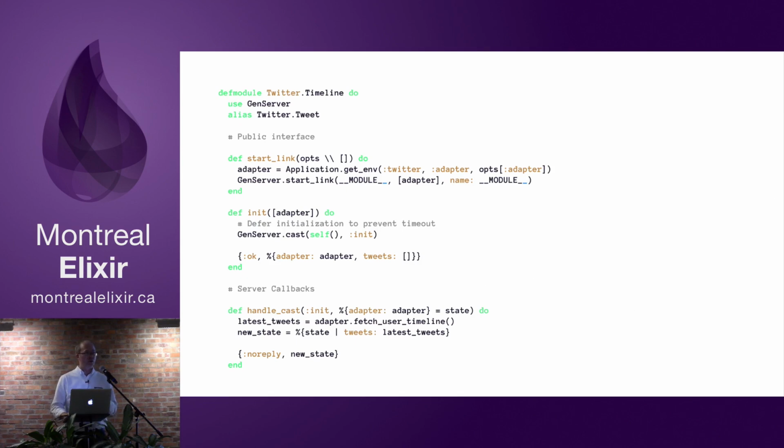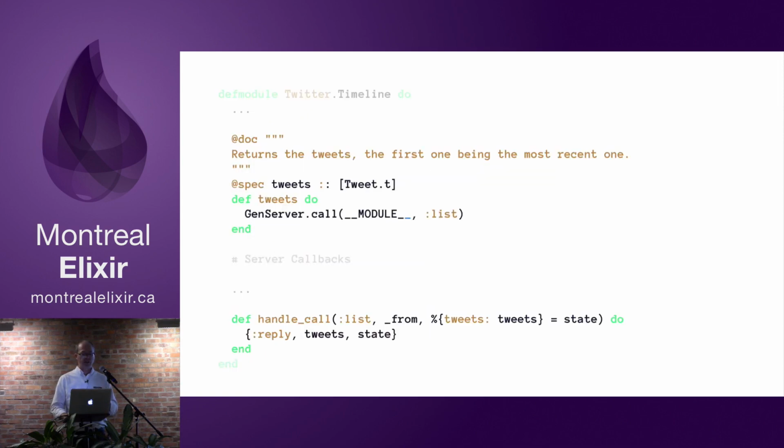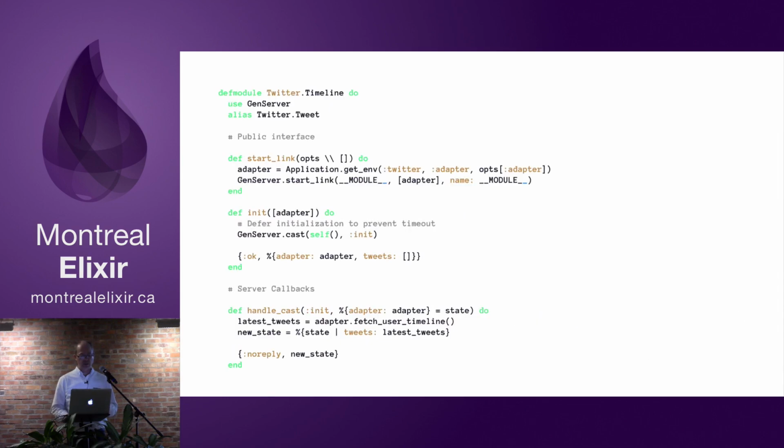Any questions so far? All right, so this is just setting up the GenServer. We don't actually, well, no, we do get something here. We do initialize and get, and we fetch the user timeline.